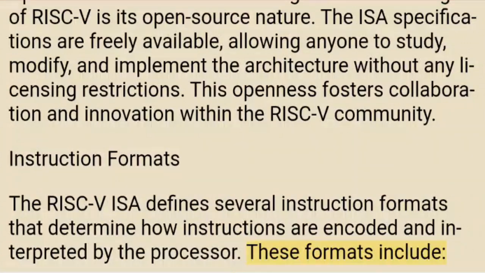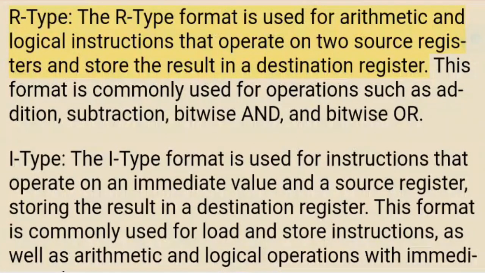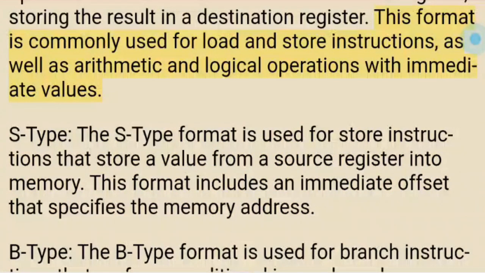These formats include R-type. The R-type format is used for arithmetic and logical instructions that operate on two source registers and store the result in a destination register. This format is commonly used for operations such as addition, subtraction, bitwise AND, and bitwise OR. I-type. The I-type format is used for instructions that operate on an immediate value in a source register, storing the result in a destination register. This format is commonly used for load and store instructions, as well as arithmetic and logical operations with immediate values.